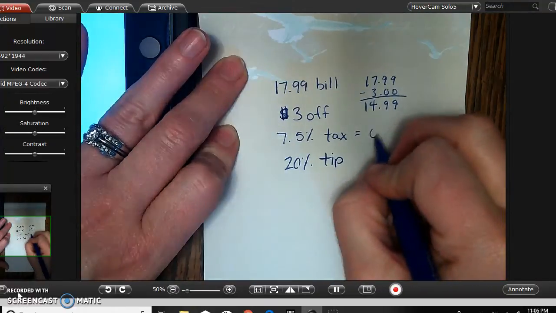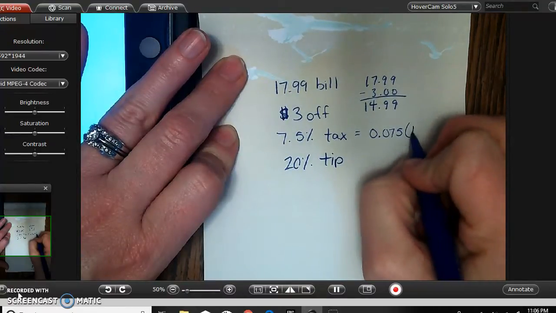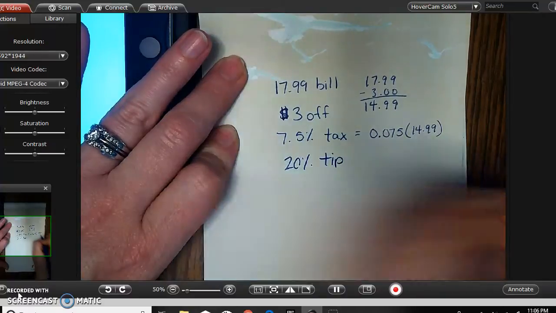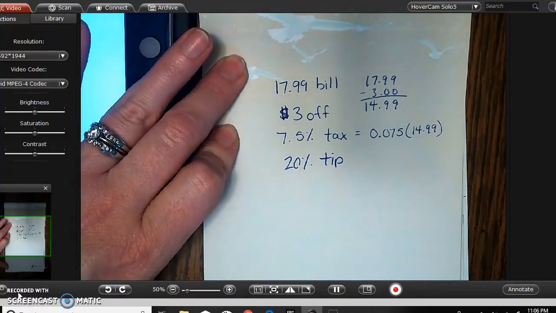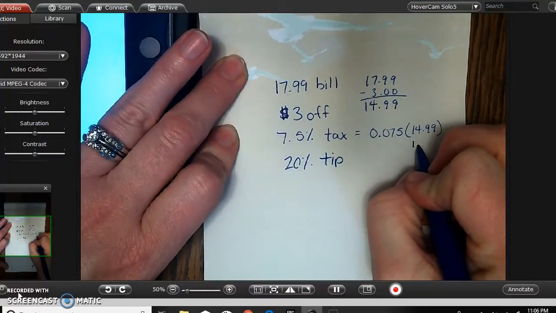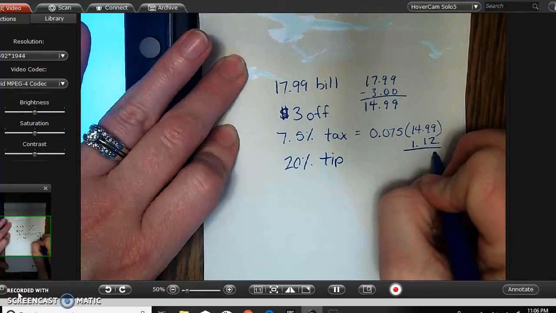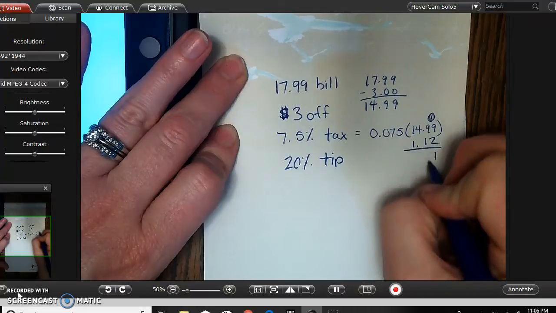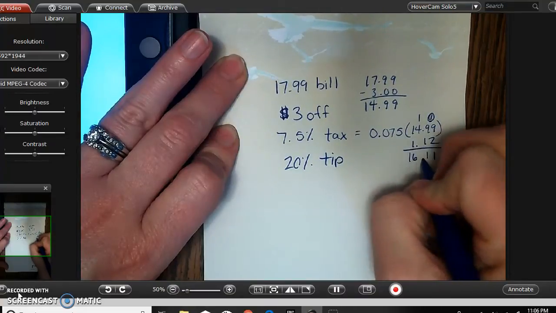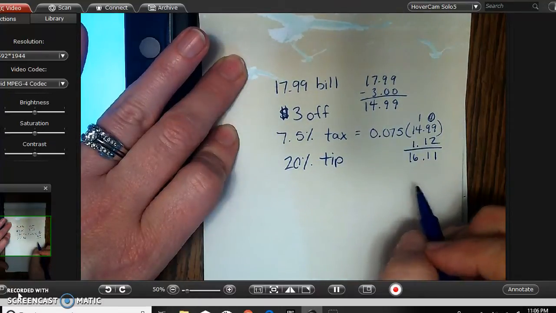7.5% rather is written like this as a decimal. And I need to find what that is times $14.99. And you can see, like I said before, these numbers don't stay pretty. They like to get a little bit more difficult. So I find that that tax is $1.12, which means I now have a new total of $16.11. And I'm like, I want to do 20% tip off of that.